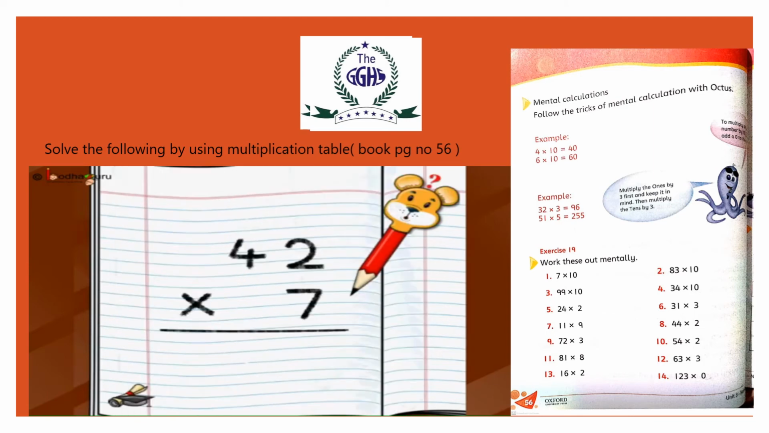Let's take another problem. Let's say we have 42 children now, and each of you has 7 pencils this time, and we want to find out how many pencils there are. So we write 42 multiplied by 7.